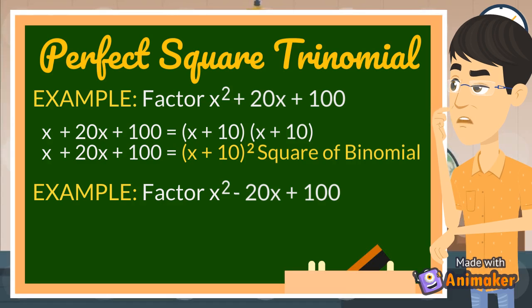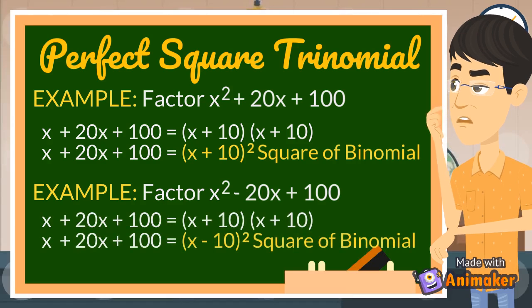Again, the first and last terms are perfect squares, simply get their square roots. We have x and 10. In contrast with the first example, here, we have subtraction. Therefore, we will use the second pattern of this rule. This gives us the quantity x minus 10 squared.